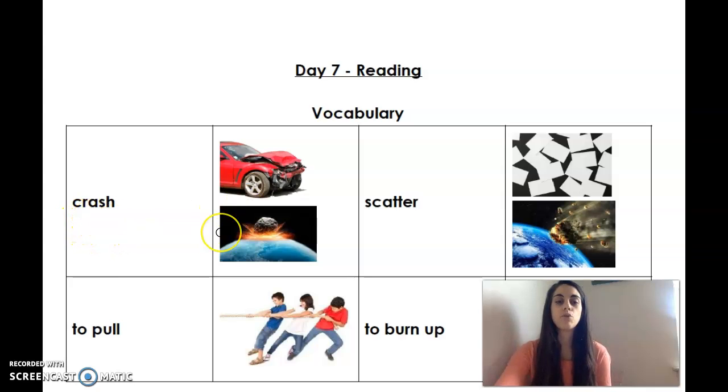Crash is when two objects bump into each other in a very strong way. Chocar. The car crashed into another object and now it's broken. What two objects are crashing together in this picture? This picture shows an asteroid and a planet crashing together. Let's look at the next word.